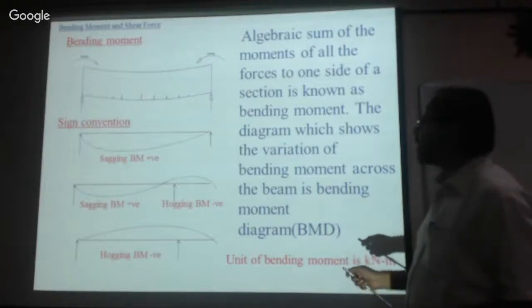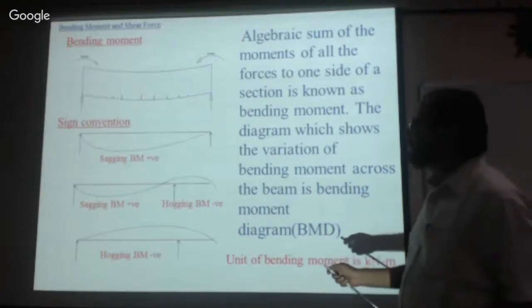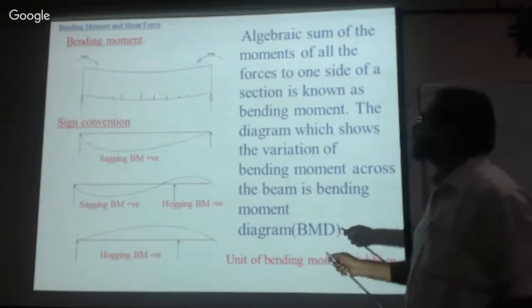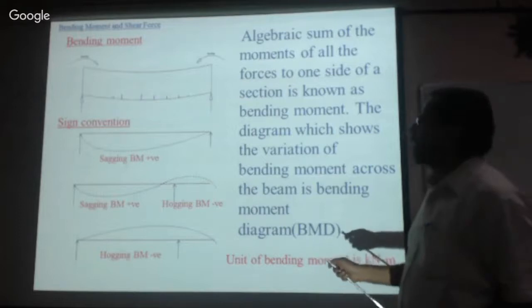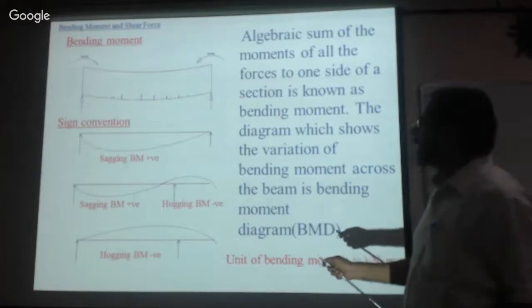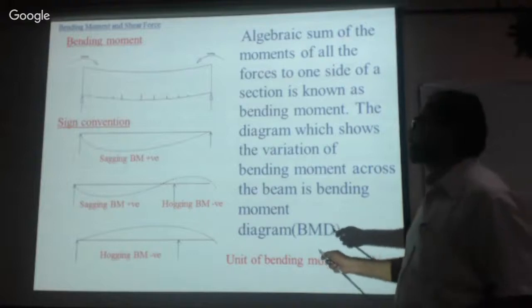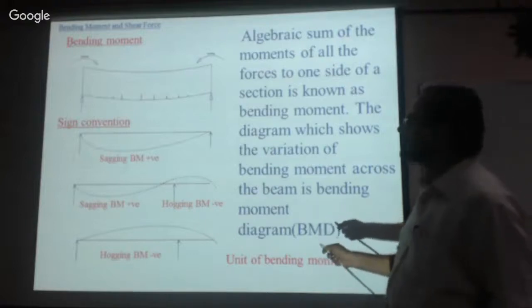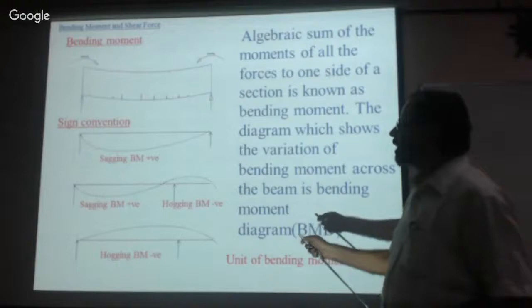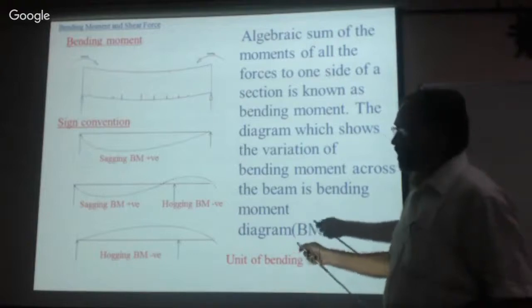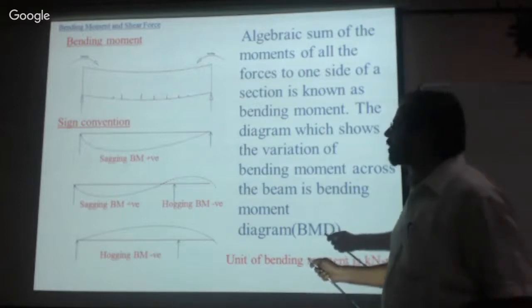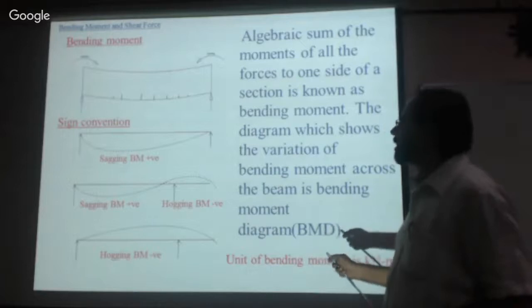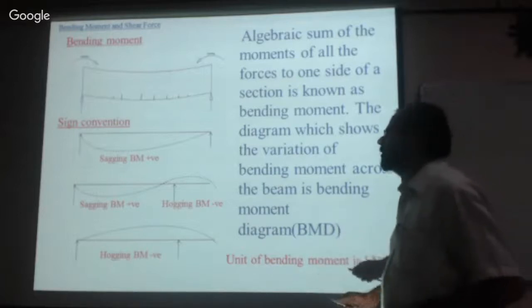In any loaded beam, at any section, calculating the algebraic sum of the moments of all the forces, either to the left hand side or to the right hand side, is the bending moment. This is not the bending moment. Considering any section at any point, let us solve a few problems, you will understand exactly how to do this. Now, the definition is: in any section, the algebraic sum of all the moments of the forces, either to the left hand side or to the right hand side, is the bending moment.